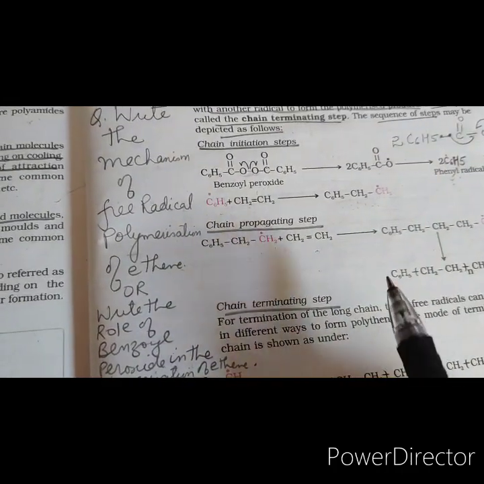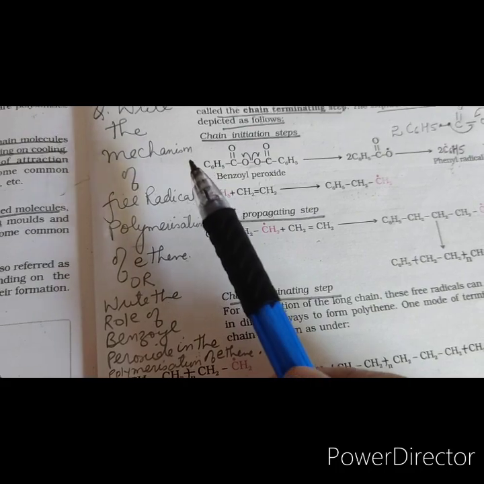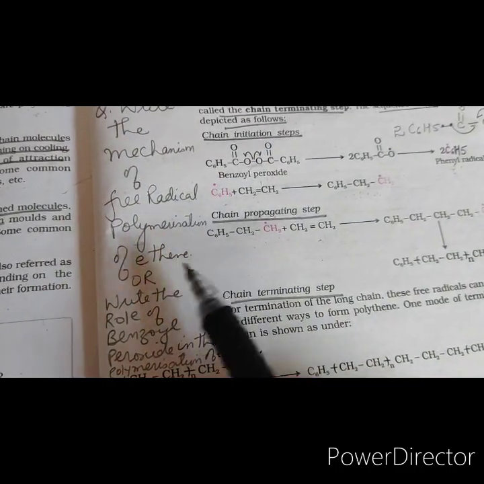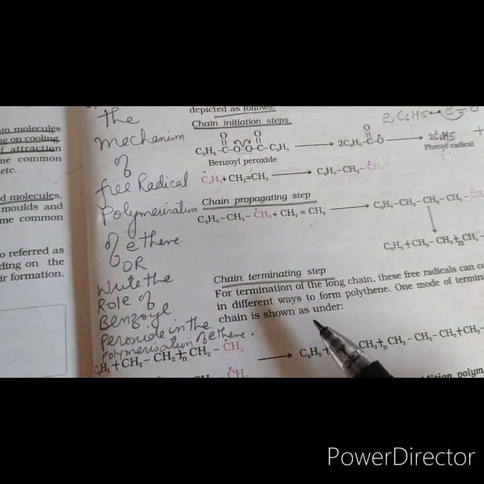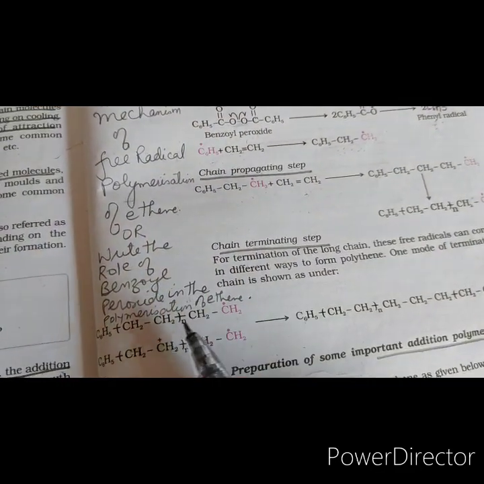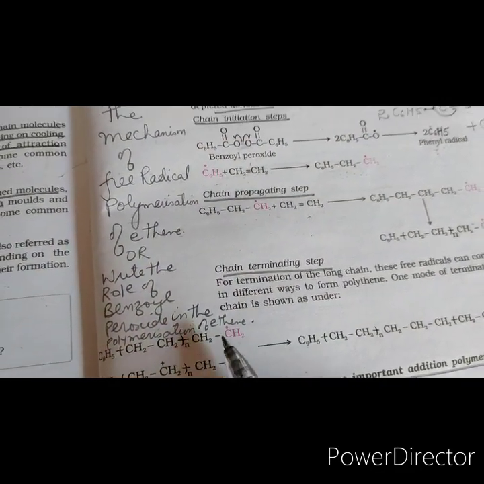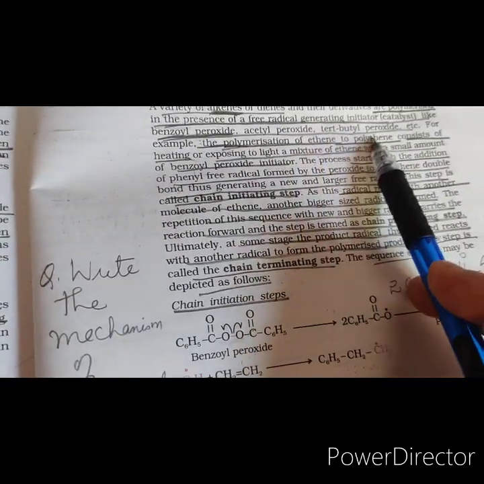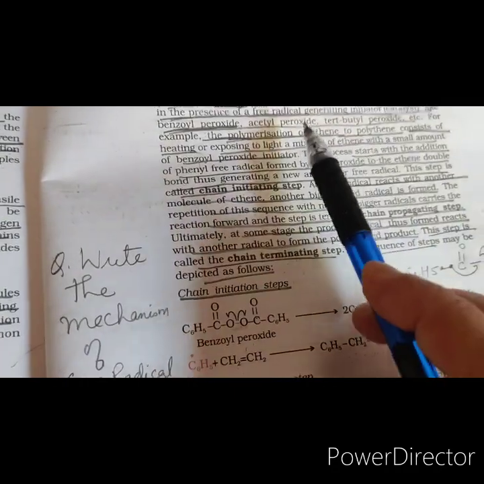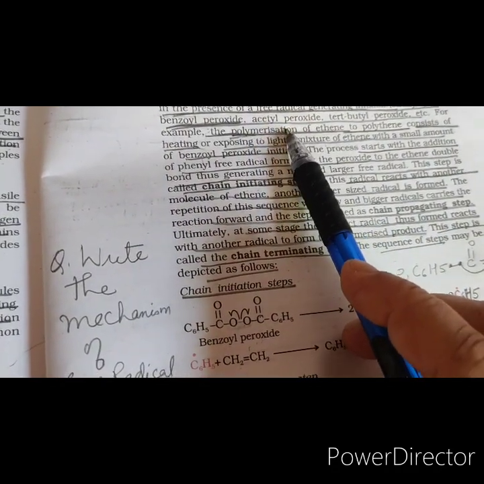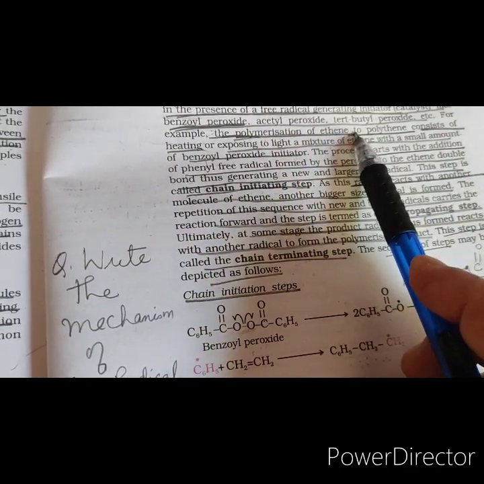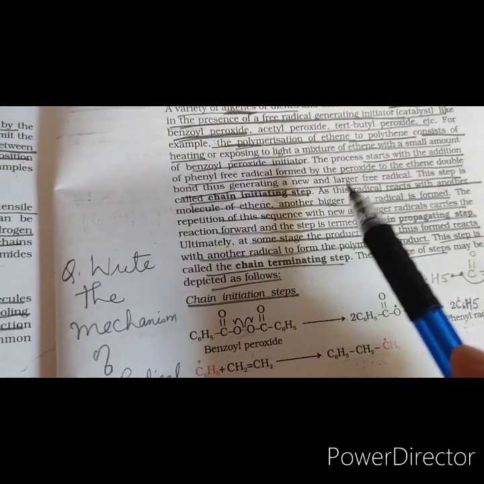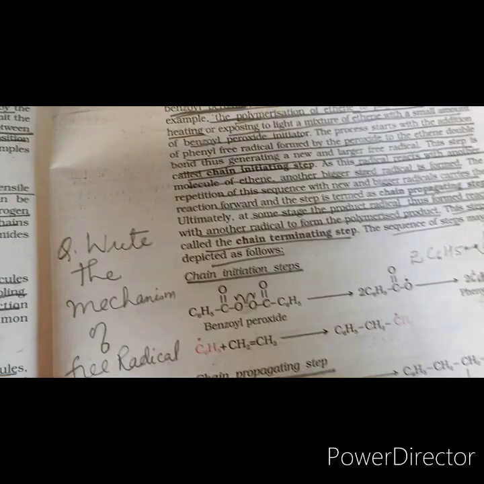Now this topic is very important. So a question generally appears in the board: write the mechanism of free radical polymerization of ethene. So you are supposed to write all these steps. Or what is the role of benzoyl peroxide in the polymerization of ethene? So we know that benzoyl peroxide is an initiator or a catalyst. Other catalysts can also be used, such as acetyl peroxide and tertiary butyl peroxide. These can also be used in these free radical mechanisms.